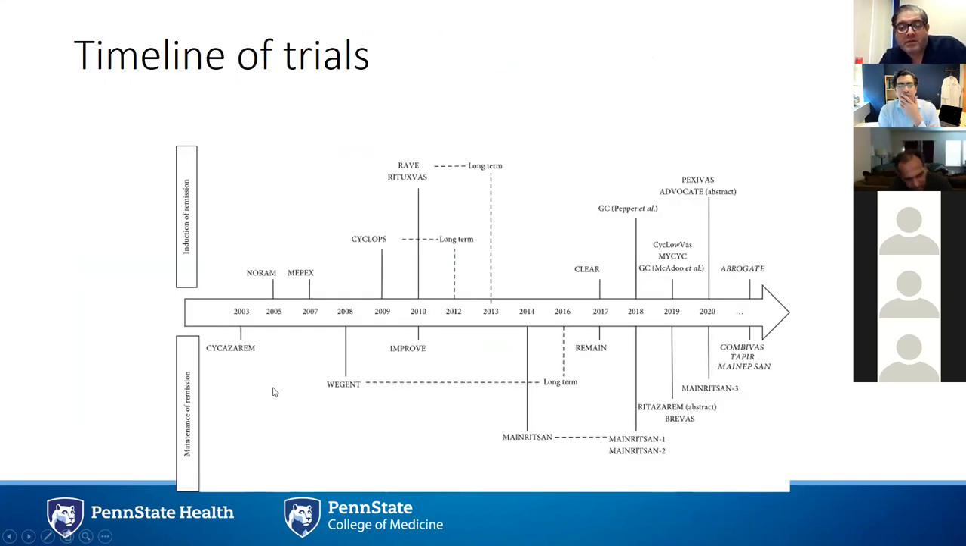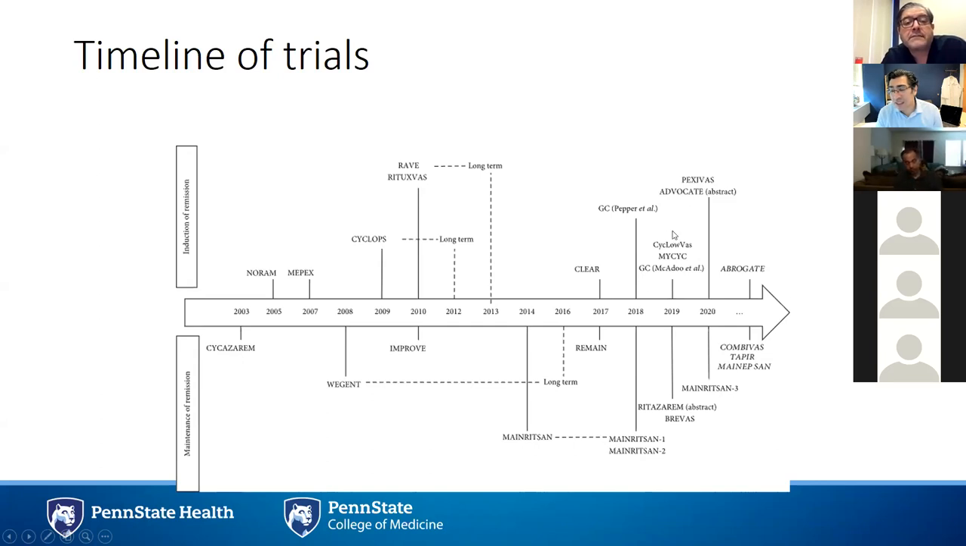I kind of knew that by this time we will have the discussion that we will want to see the timeline for the trials as well. On the top part is the induction trials. On the lower is the maintenance trials. Here you can see how the NORAM and MEPEX were back in 2005, 2007. And then this is CYCLOPS 2009, Rituximab in GPA, as we discussed, this is 2010. And then there are some long-term data as well. And then more recently, this ADVOCATE trial, which I just presented.